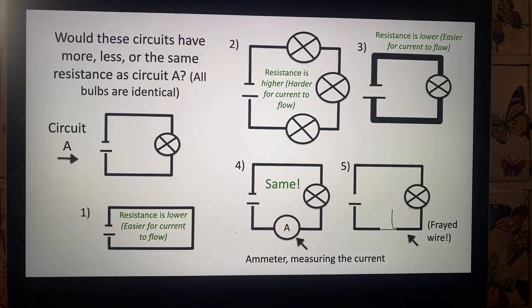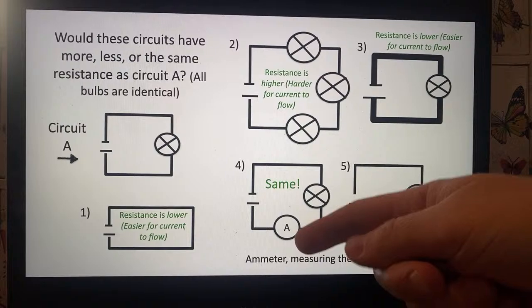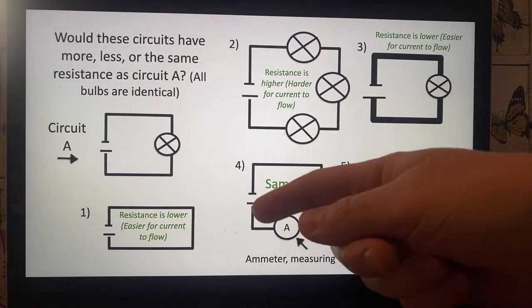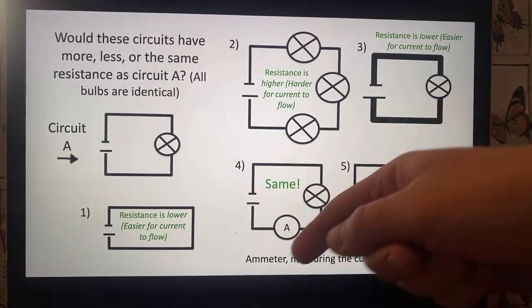Number 4, that would be the same, because as we've talked about, ammeters are designed to measure current. So it would be doing a terrible job of measuring current if it affected the current. Ammeters are specially designed so they have a very, very low resistance so that they don't change the amount of current flowing through them.